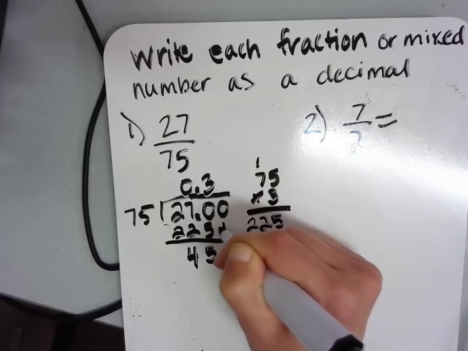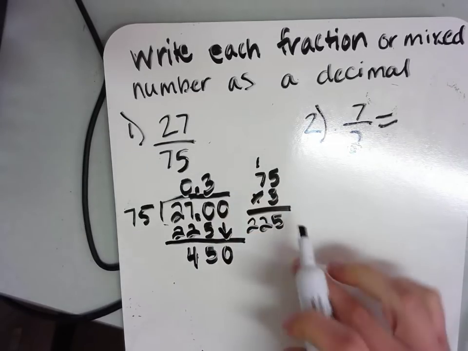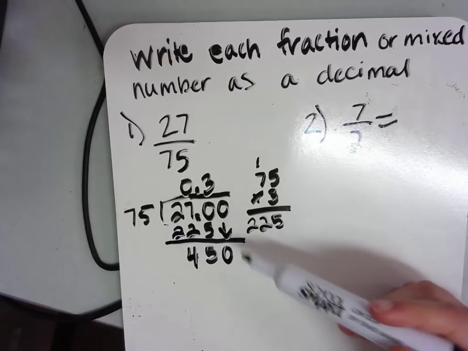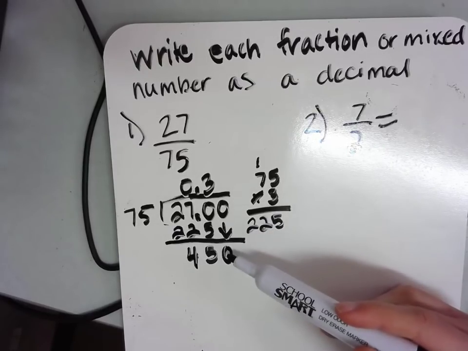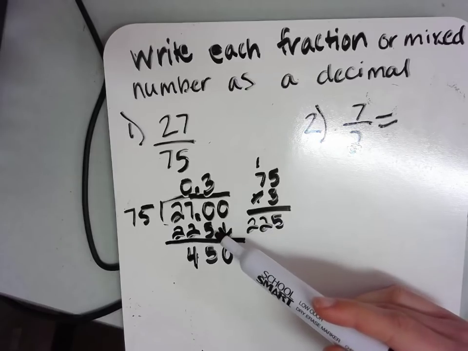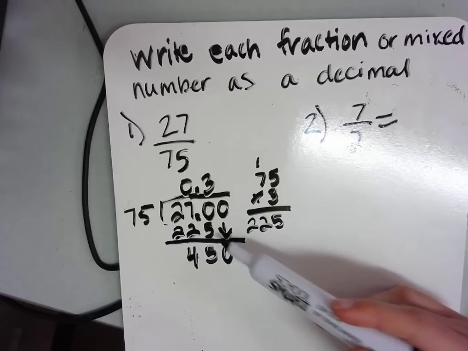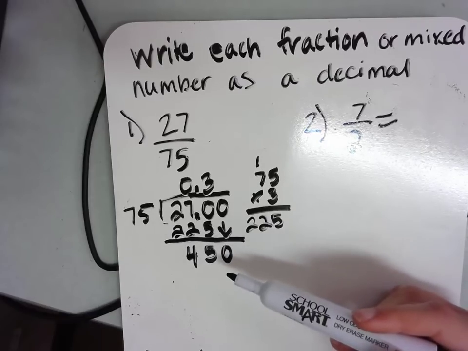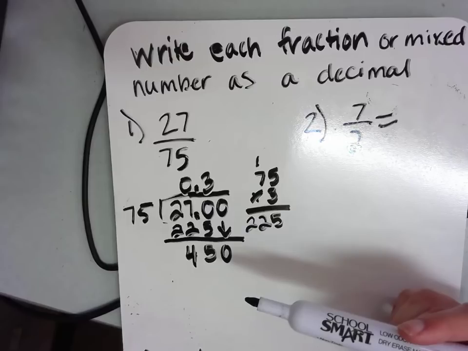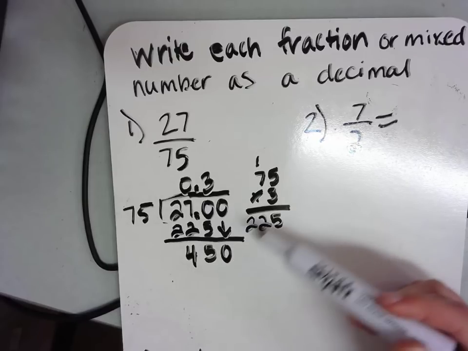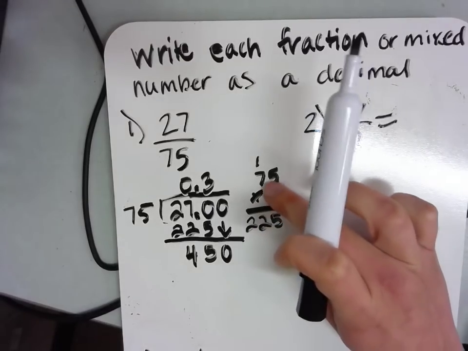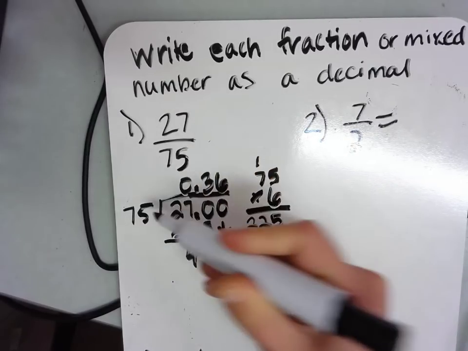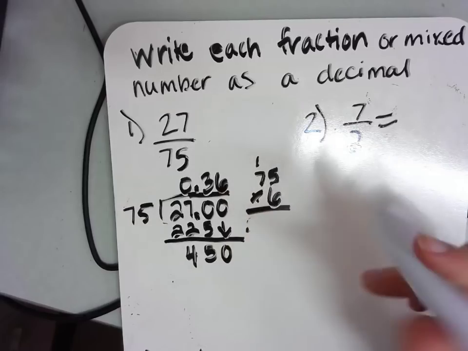Drop the 0 down. Now I don't have to go through this or do any mental math because I'm just going to use the numbers that I have on the board. So I need to get to 450. Well, I know 225, if I double that, I get to 450. So 225 plus 225 gets me to 450. So if I know that, then I can double this number. 75 times 6. 6 up there. 6 times 75. Erase this. That should get me to 450.